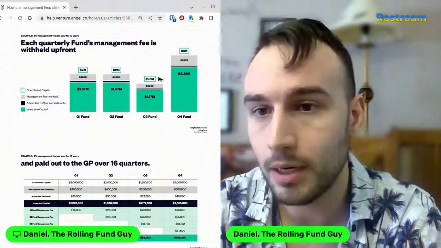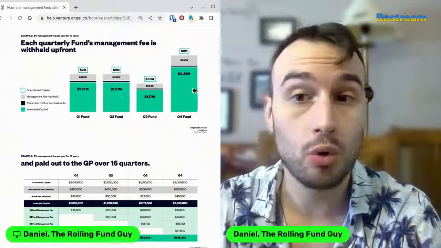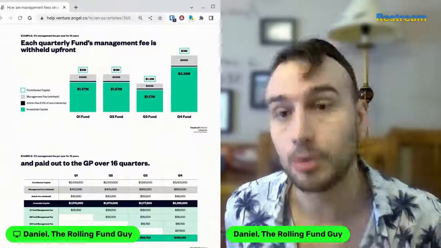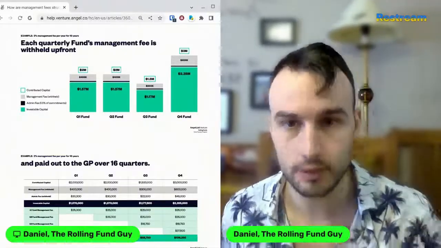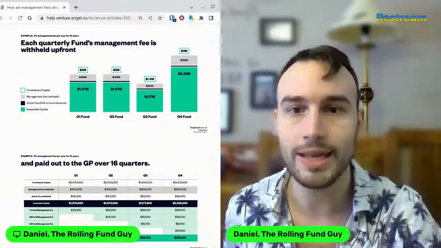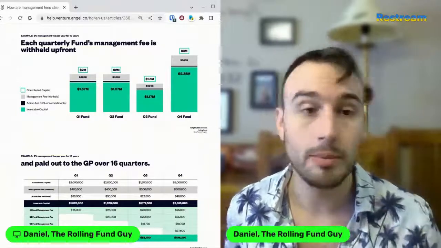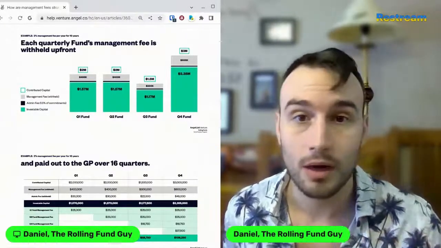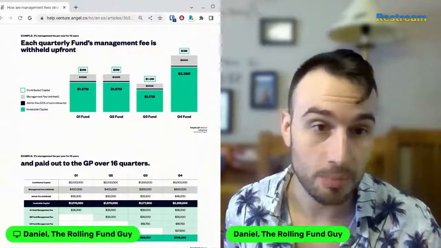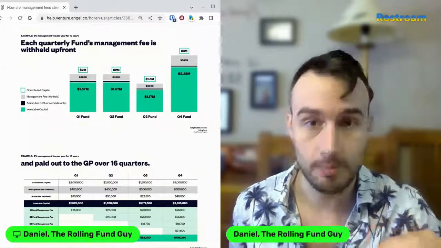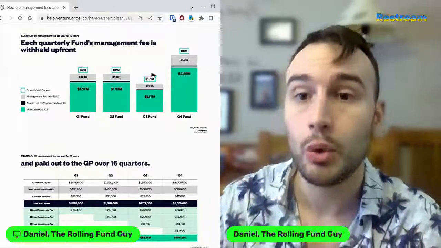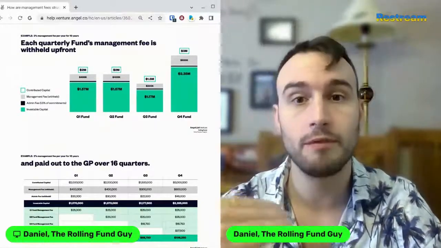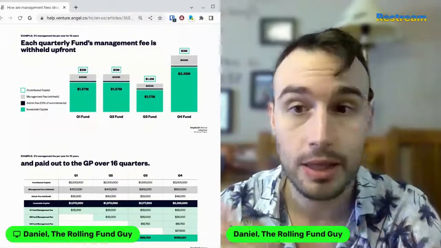Starting at the top, contributed capital. In quarter 1, you get $2 million of capital from your LPs into the fund. Quarter 2, you get another $2 million in. In quarter 3, maybe some LPs dip, you get 1.5. Then in quarter 4, the remaining LPs like you enough that they want to double their commitment. You have $3 million. You were given $2 million, then $2 million, then $1.5 million, then $3 million in each quarter.